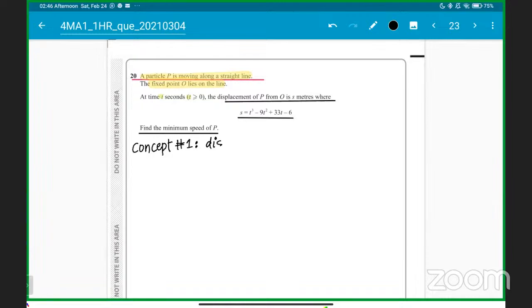Displacement is basically called the distance. Whenever you see the word displacement, it is basically the distance, and it can be in meters, kilometers, or those things. Displacement is called the distance.